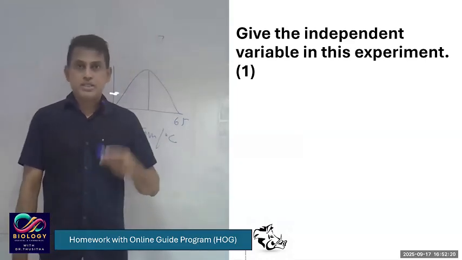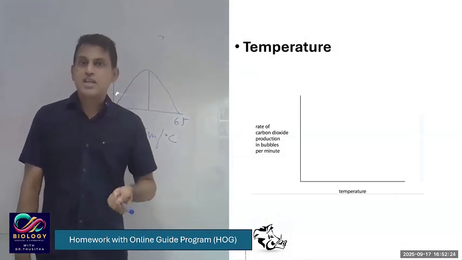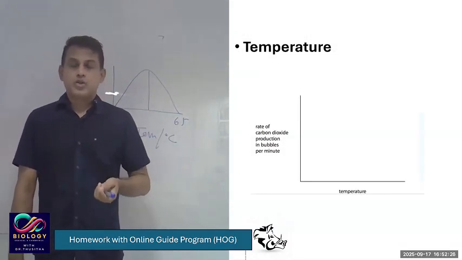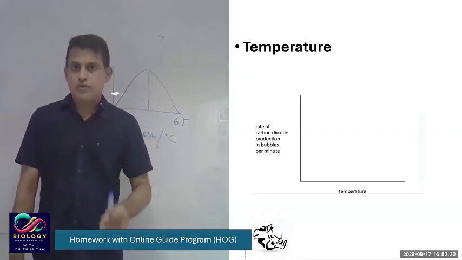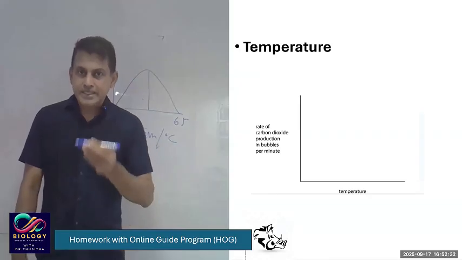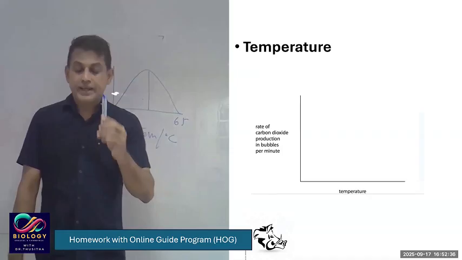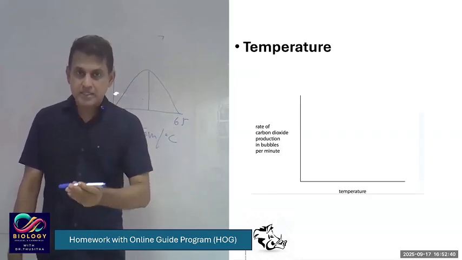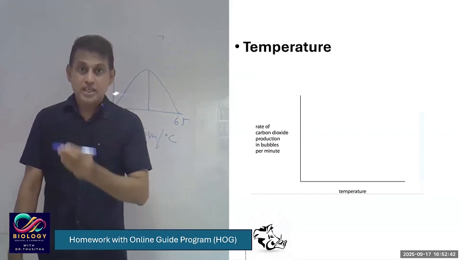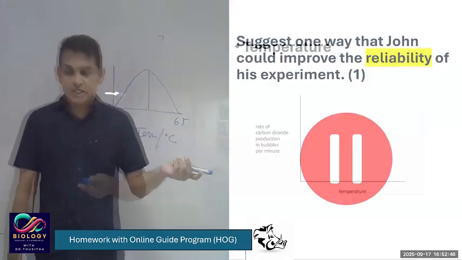The independent variable is what we change. We change the temperature. One hint I will give to guess the independent and dependent variable: in a graph, the x-axis is always the independent variable, and the y-axis is always the dependent variable.